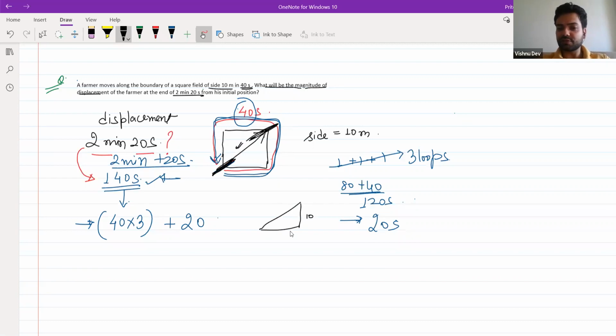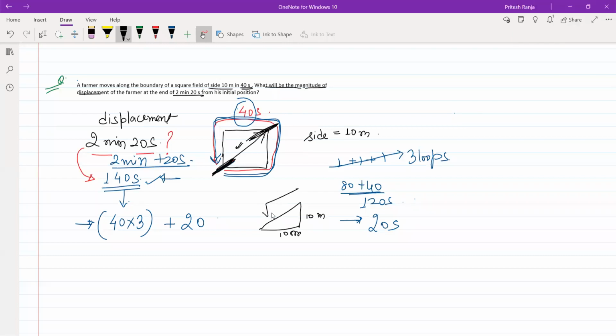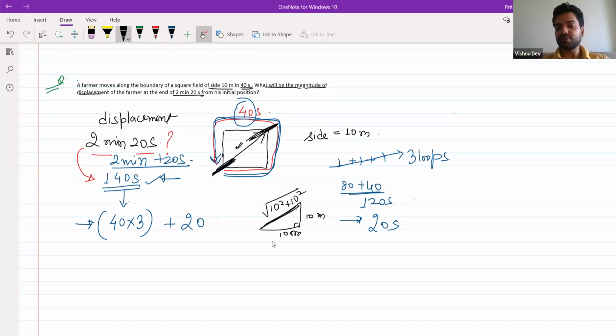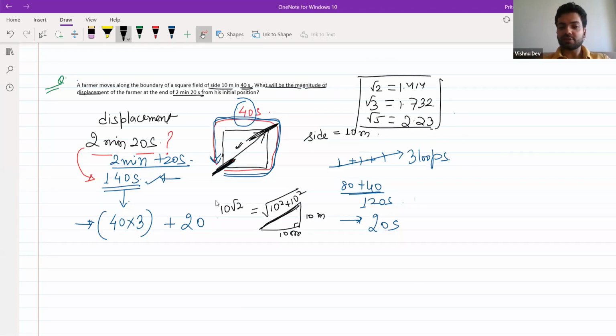So our question reduces to just finding the length of this diagonal. We already know the sides of the square are 10 and 10 meters. What will be the length of the diagonal? Very simple, use the Pythagoras rule: root under 10 square plus 10 square. This is how we find the hypotenuse. So you will get 10 root 2. You have to remember the approximate values of root 2, root 3 and root 5, 2.23. These will always be helpful. If I put root 2 as 1.4, we get approximately 14.14 meters.